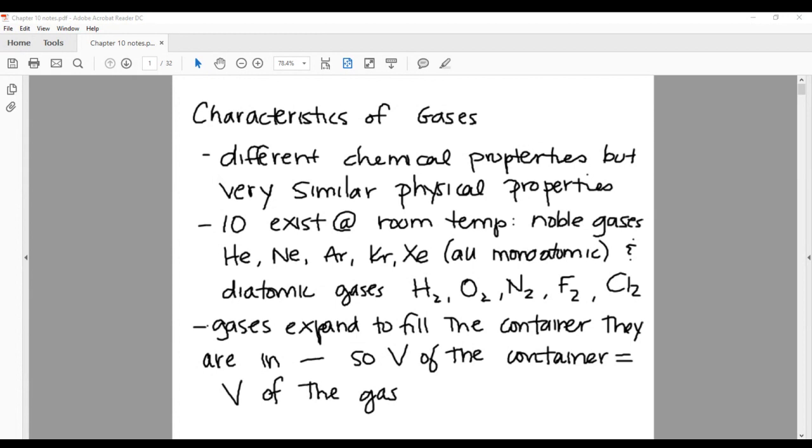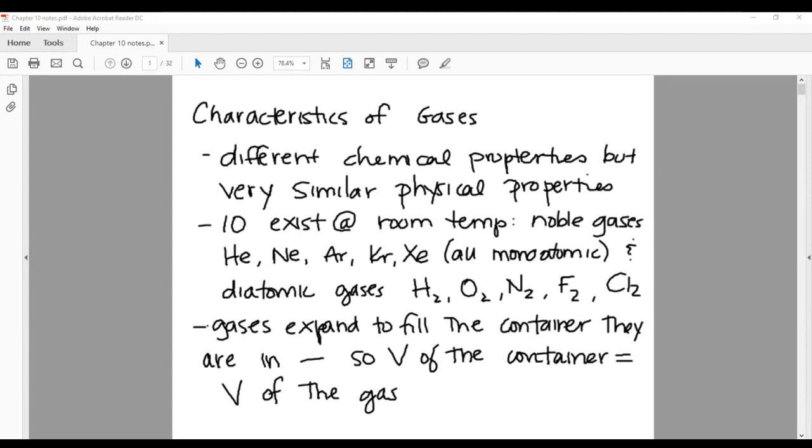When we look at the periodic table and all of the different elements, what we see is that most of them, of course, are solids. And we have two liquids, bromine and mercury. And then we have gases. 10 gases exist at room temperature.